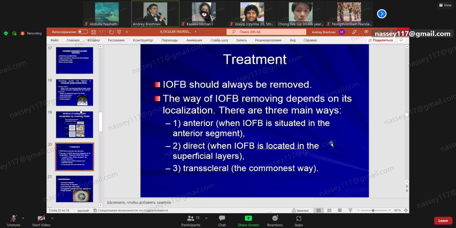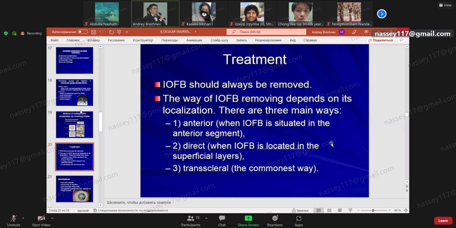And transscleral, the commonest way for the posterior intraocular foreign bodies. We count the localization with the help of indicators, then make a cut in the sclera and remove it. Or we can use vitreoretinal surgery, when we can remove the vitreous body, we can remove the intraocular foreign body, and we can use any additional manipulations for the damaged inner structures.